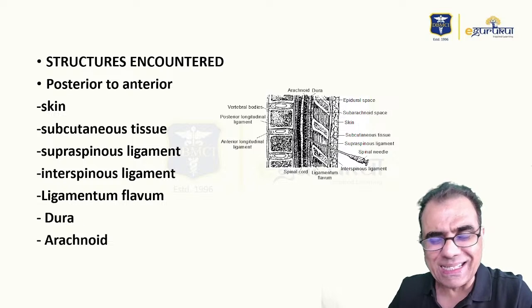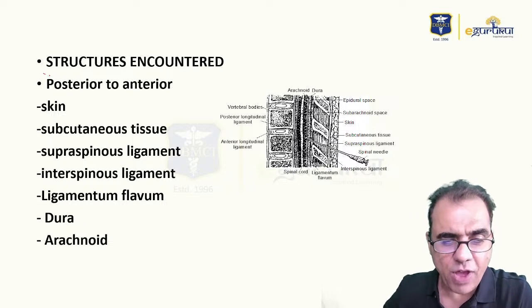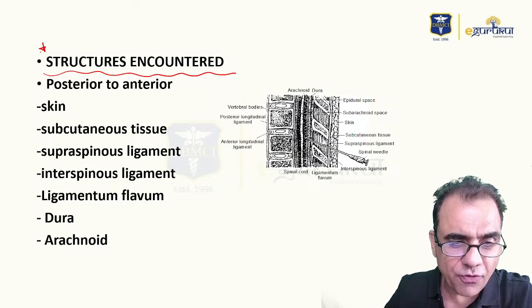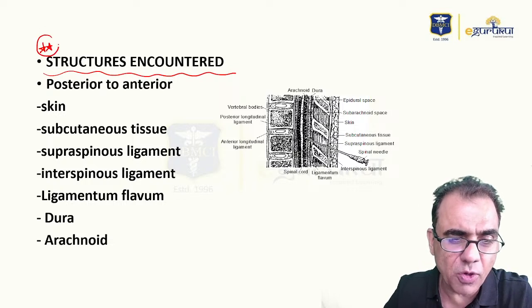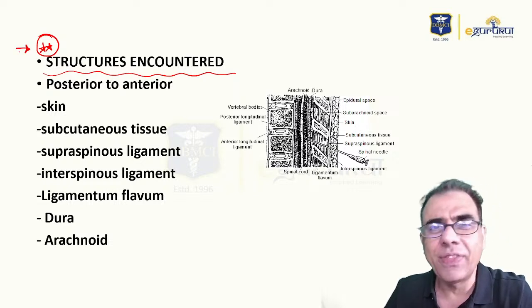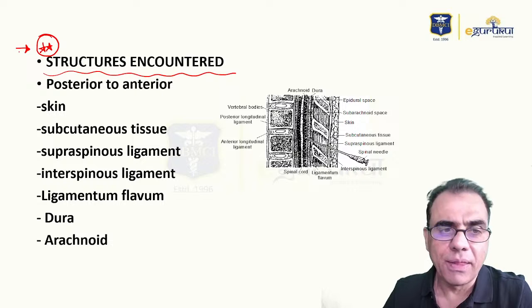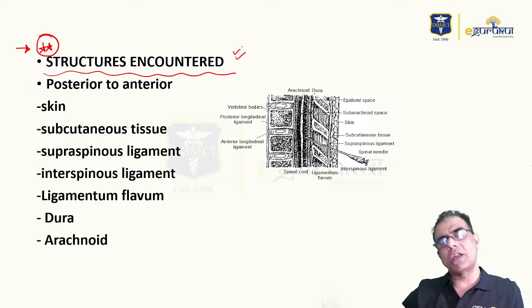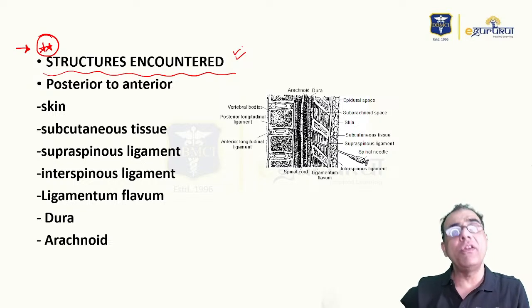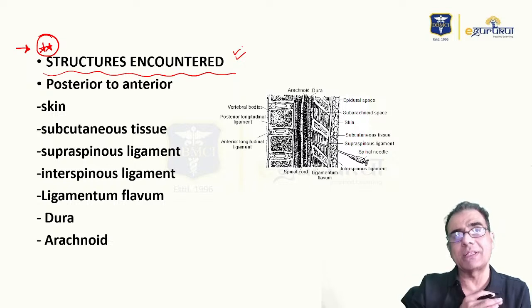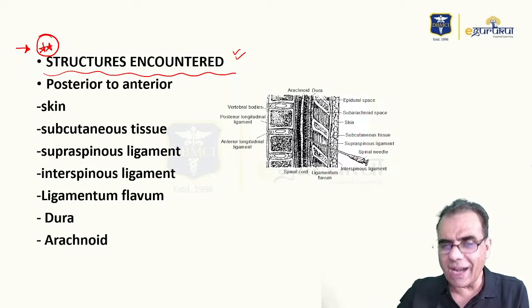Now, what are the structures which are encountered when you are giving spinal? I think the most favorite question of FMG, if you ask me, is structures encountered. I think at least 3 times they have asked in FMG which are the structures encountered when you are giving a spinal anesthesia. Very favorite question, in fact, and many different ways they ask you. So you have to remember the sequence. So obviously you are entering from the posterior side.